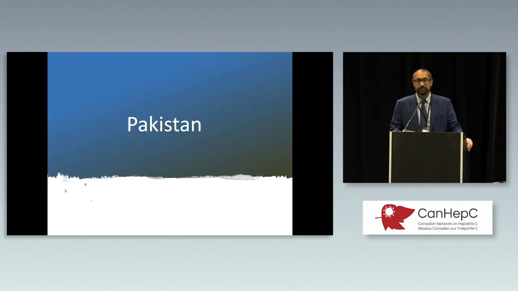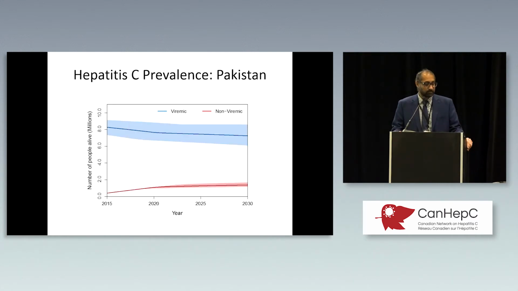Okay, so let me shift gears from the US to Pakistan, which provides a contrast. It has a high prevalence. More than 8 million people have hepatitis C in Pakistan. But the good thing about Pakistan is it has one of the cheapest generic DAAs, which cost close to $60 for 12 weeks of treatment. So the question is, is Hep C elimination feasible in a country like Pakistan?